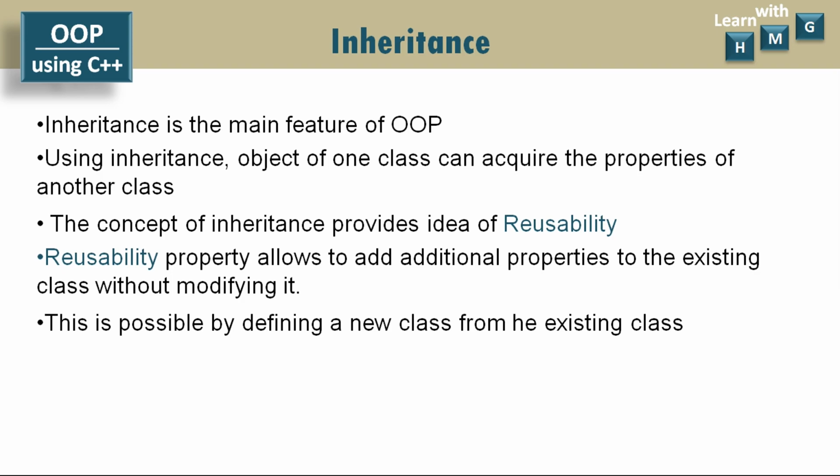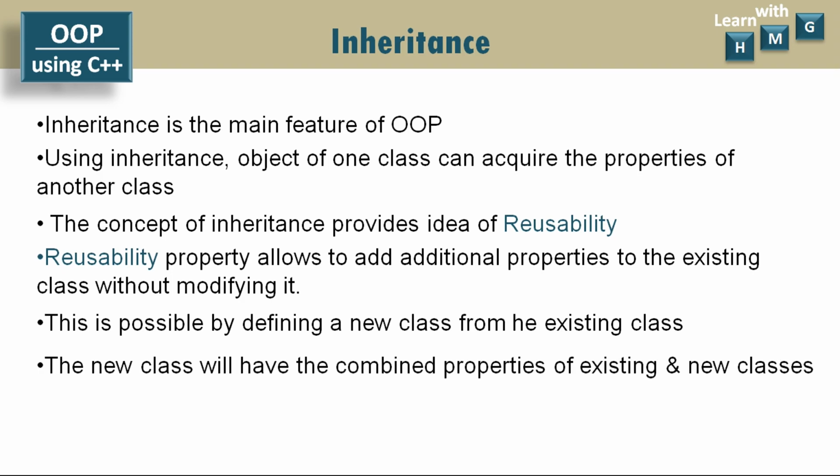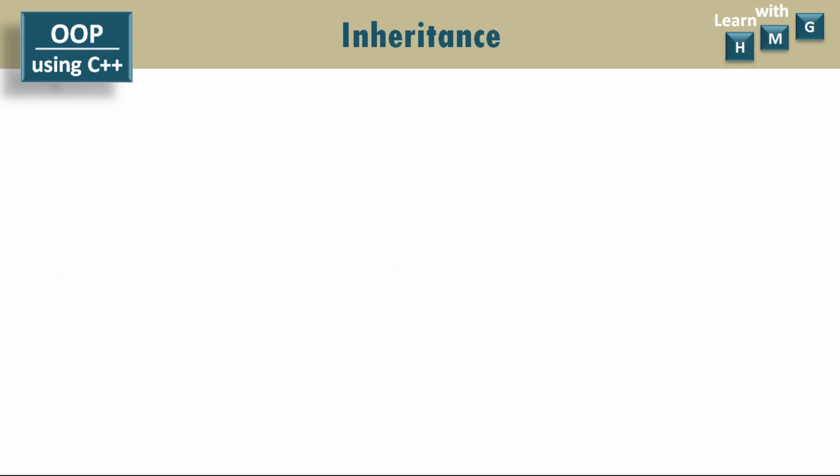This is possible by defining a new class from the existing class. So two classes can be related with each other with the help of the inheritance concept. The new class will have the combined properties of the existing and new classes. That is, the properties of the existing class will be combined with the properties of the new class, and these combined properties will be available as a part of the new class due to inheritance.